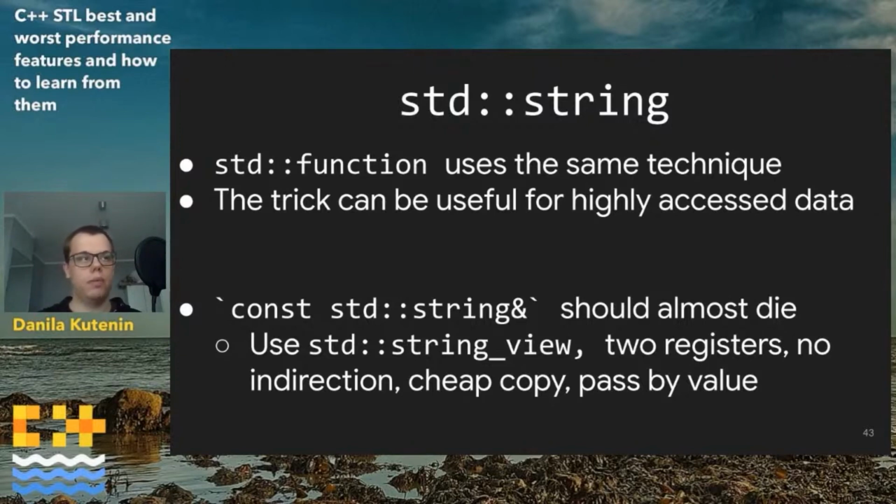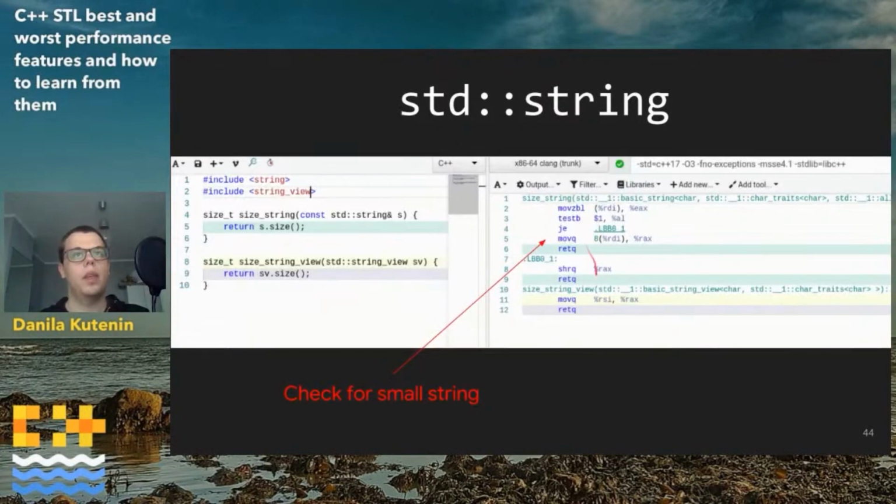For example, if you pass standard string by reference, you will pay the cost of understanding if the string is small or not small. So instead of it, use the fancy C++ standard string view feature. Standard string view stores the pointer and the size. It stores it like in 2 registers. There are no indirections. It's a very cheap copy, always pass by value, so you don't even need to think how to pass standard string view.